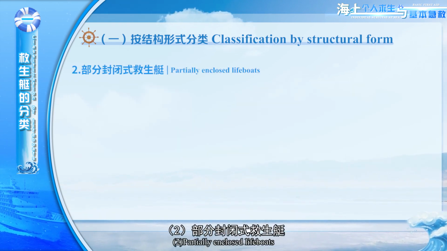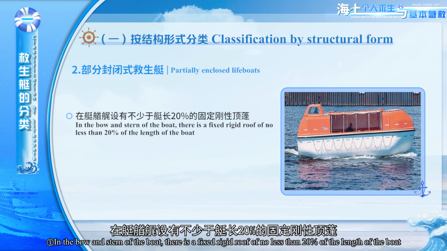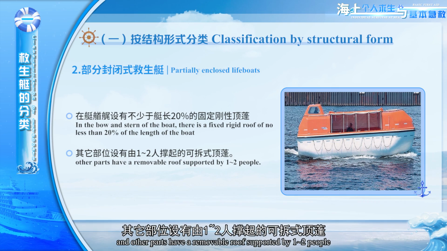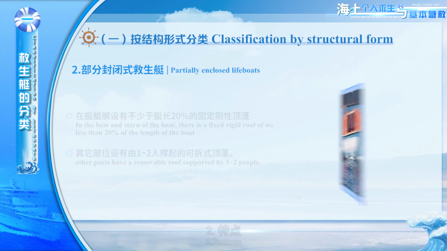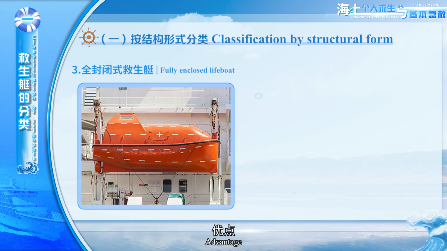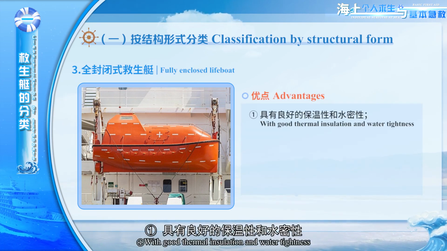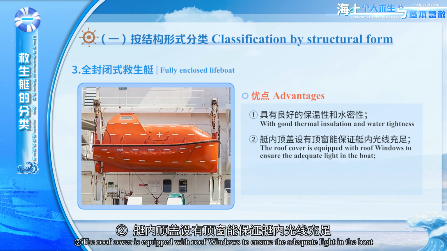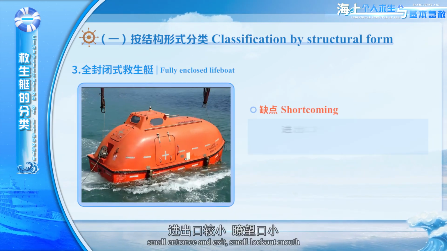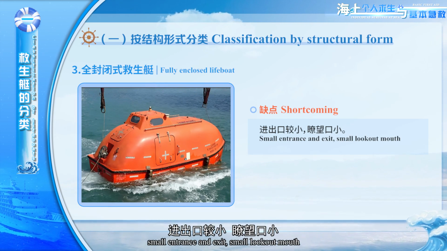2. Partially enclosed lifeboats. In the bow and stern of the boat, there is a fixed rigid roof of no less than 20% of the length of the boat, and other parts have a removable roof supported by 1 to 2 people. Features: keeps the advantages of the open type and avoids its disadvantages. 3. Fully enclosed lifeboat. Advantages: good thermal insulation and water tightness. The roof cover is equipped with windows to ensure adequate light in the boat. It has the function of self-righting.